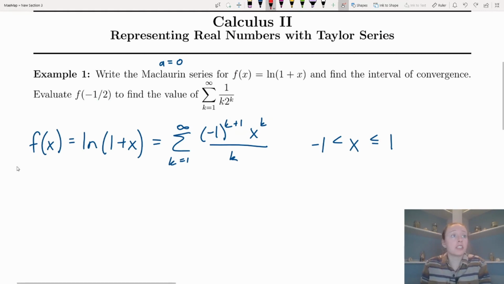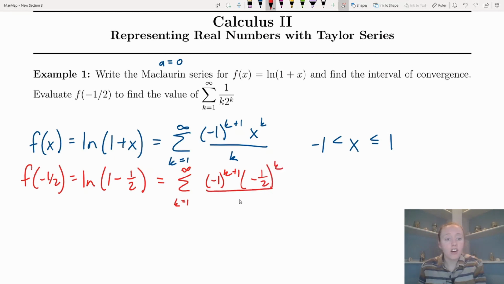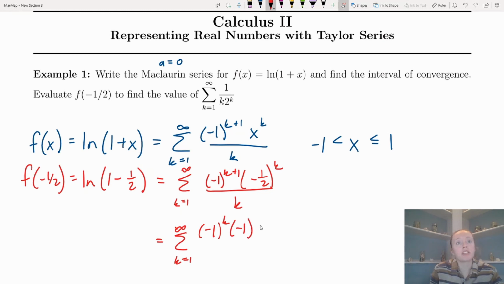So think about it. We're going to do f of -1/2, which is equal to the ln of 1 plus -1/2, or 1 minus 1/2. That's going to equal, remember, we're just plugging in -1/2 in for x. So from k equals 1 to infinity of -1 to the k plus 1 times -1/2 to the k all over k. So simplifying that down, what do we get? We get the summation from k equals 1 to infinity of -1 to the k plus 1, that's -1 to the k, times -1 times -1/2 to the k all over k, right?